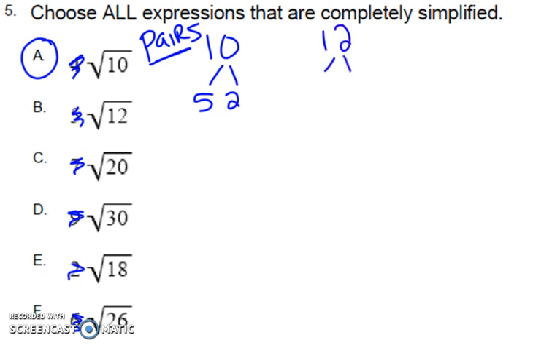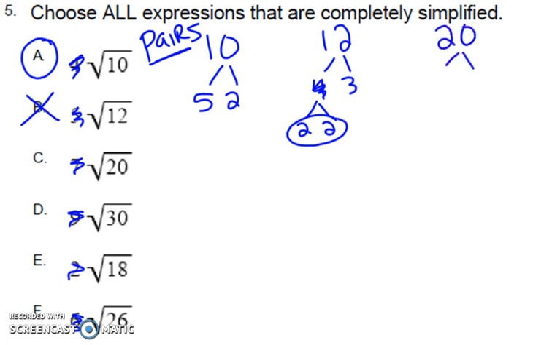If I break apart 12, it breaks to 4 and 3, 4 breaks to 2 and 2, and I have a pair. Because I can circle that pair, B is not simplified. If I look at C, I have the square root of 20. Well, 20 breaks to 5 and 4. 4 breaks to 2 and 2. I cross out my 4 because I simplified it. And I circled a pair of 2's. So that one does not work.